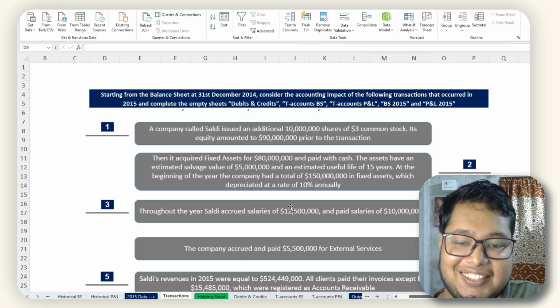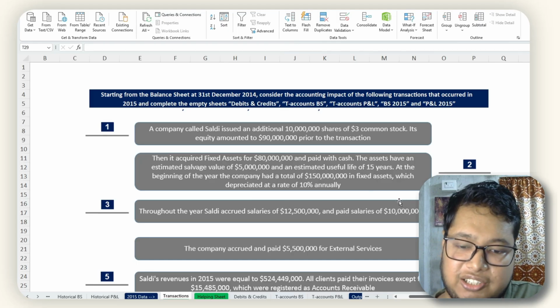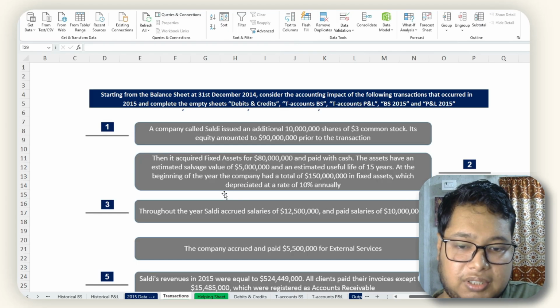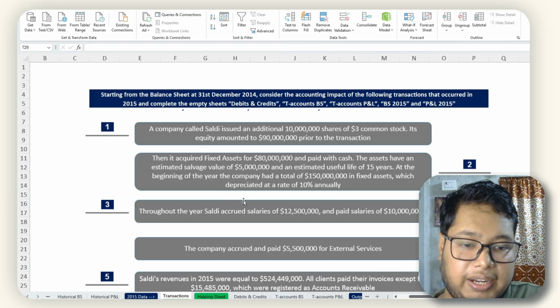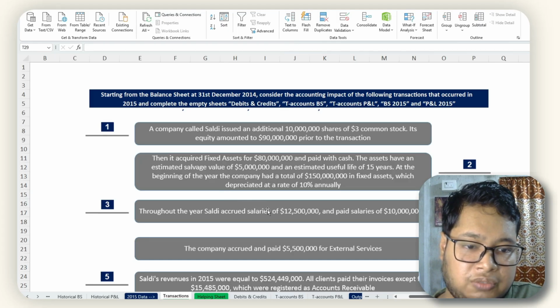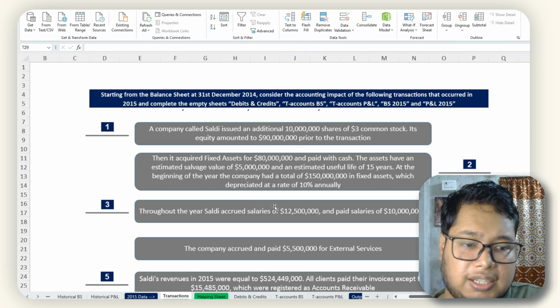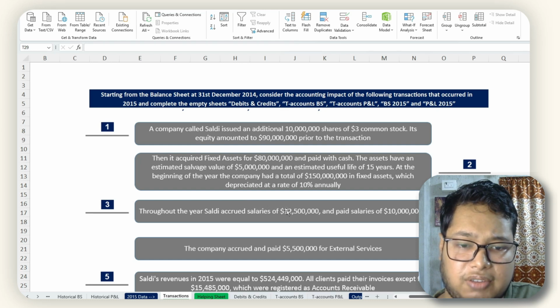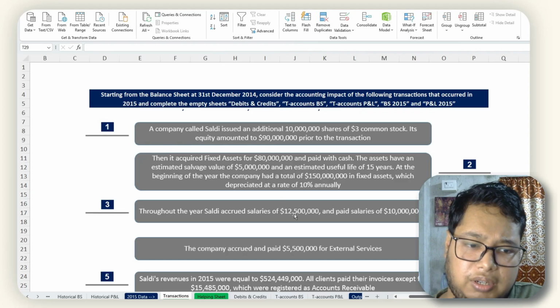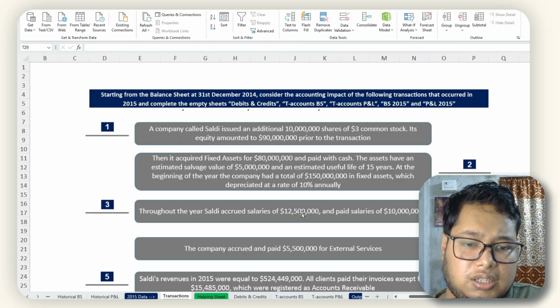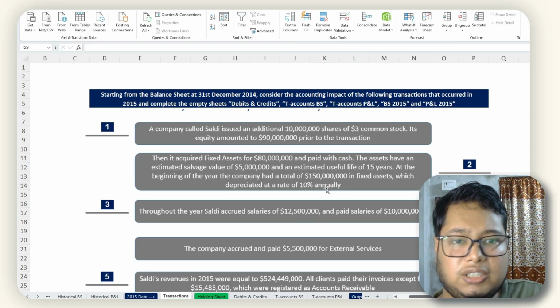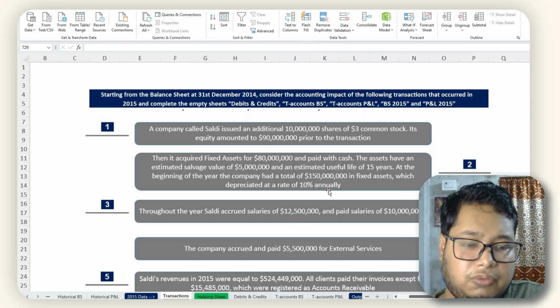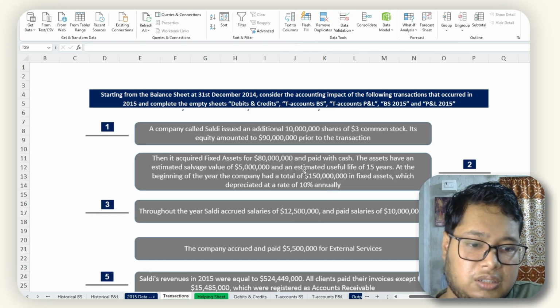Okay, so what is the next transaction saying? It acquired a fixed asset for 80 million and paid with cash. The asset has an estimated salvage value of $5 million and an estimated useful life of 15 years. Okay, so the salvage value, the fixed asset value and the 15 years are given. So I guess we have to calculate the depreciation here as well for this asset which we are going to purchase.